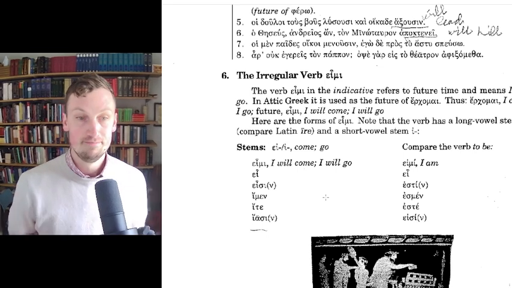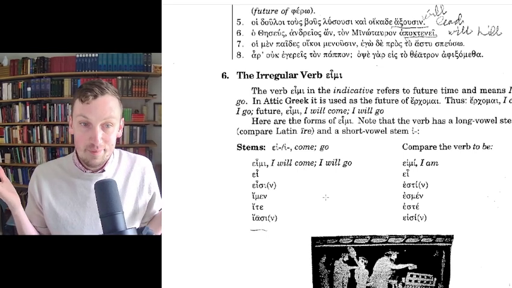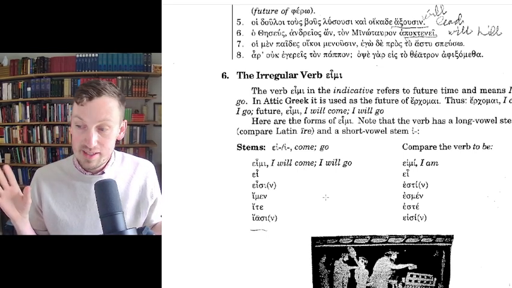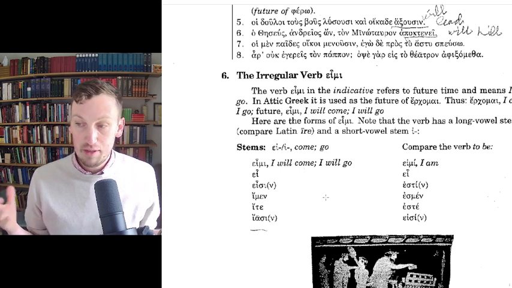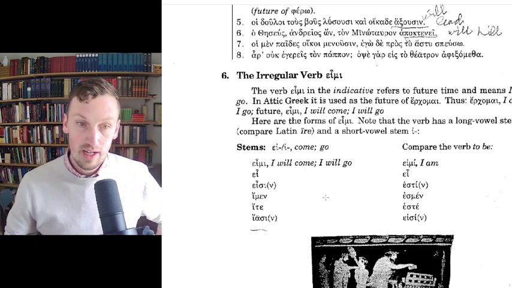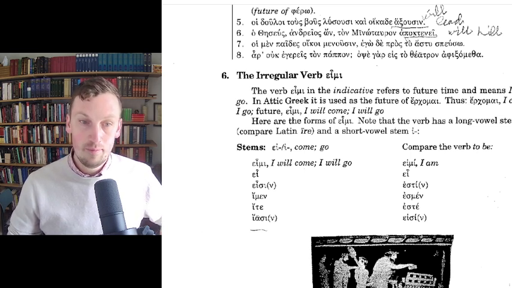But basic gist, add a sigma. Some spelling weirdness can happen when you do that, but for the most part, you add a sigma to create the future, and you do so in between the stem and the personal ending.